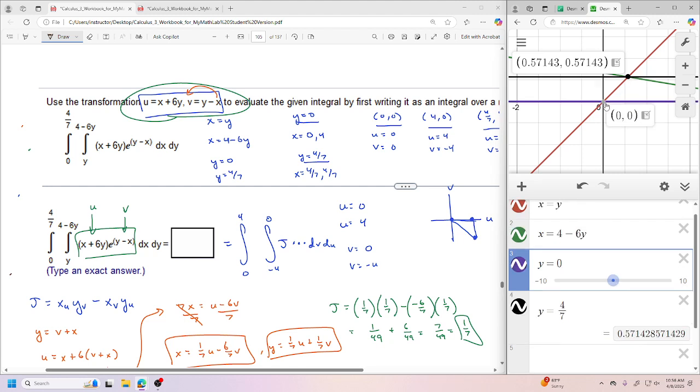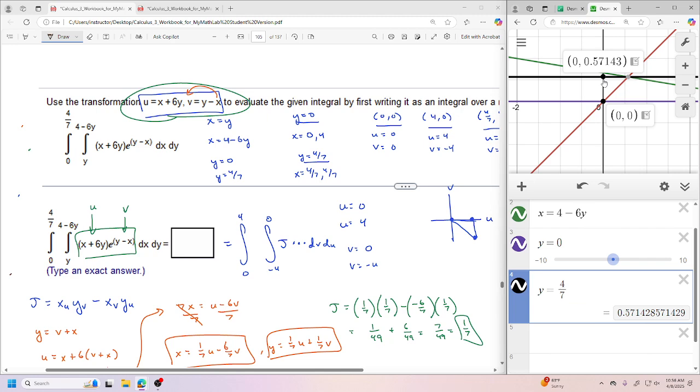4/7, 0, 0, and then this thing right here. So you can see all your points where they're intersecting, so you don't have to do that part. And you just plug them in like you normally would. You get me? Okay, good.